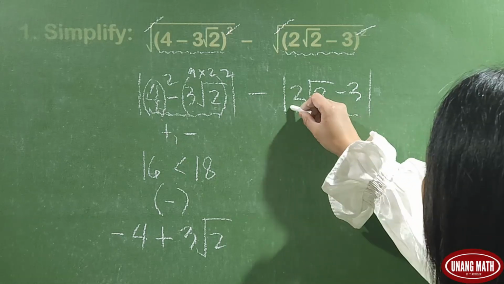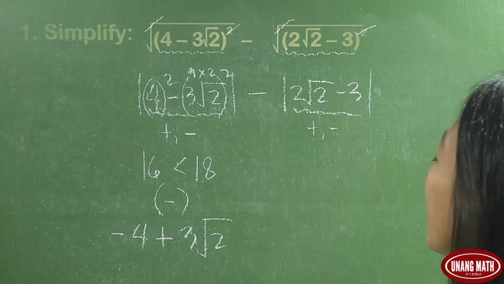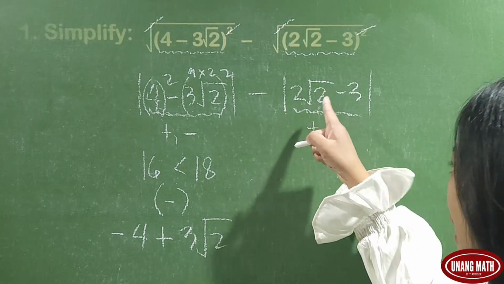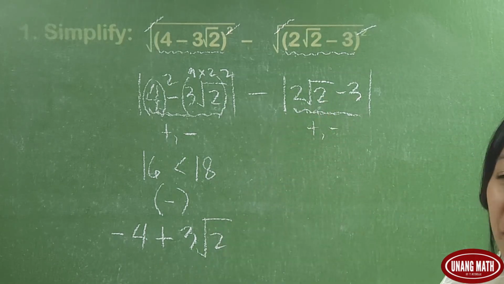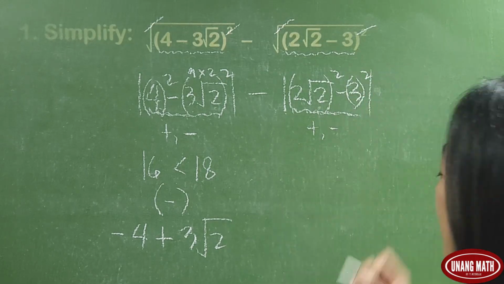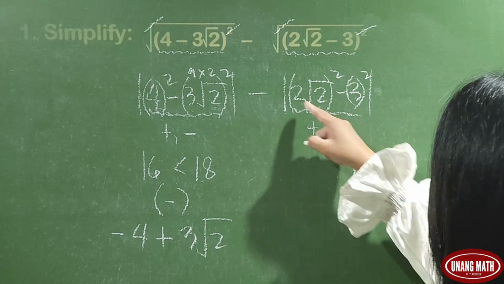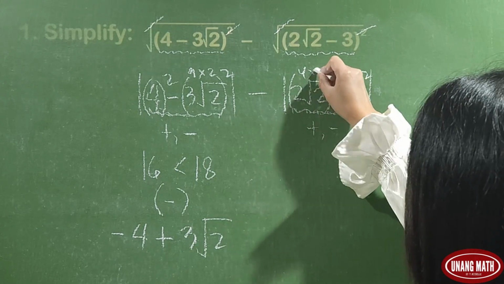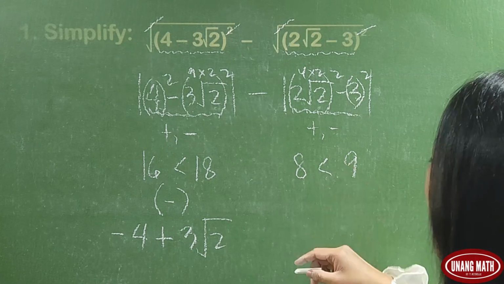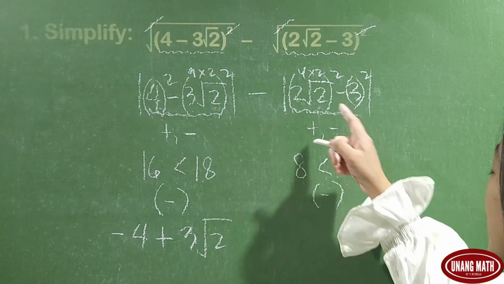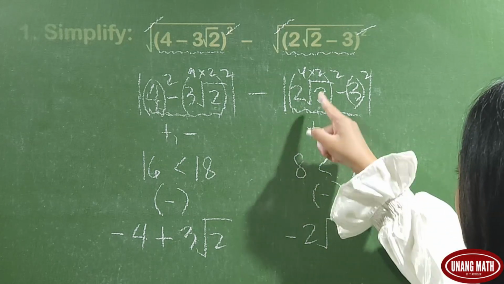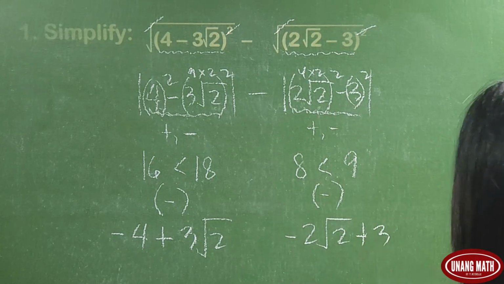Okay, what about here? Let's do the same thing. Let's find out if this is positive or negative. Okay, we also have here an irrational number. We cannot solve if this is an irrational number. So we need to turn this to a rational number by squaring these numbers. So 3 squared is 9. What about here? 4 times 2, then this is 8. 8 is also smaller than 9. So 8 minus 9, then that means it's a negative number. Since it's negative, let's change its sign. So this is now negative 2 square root of 2 plus 3.